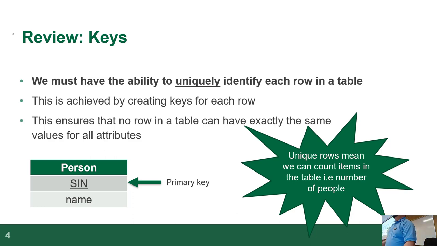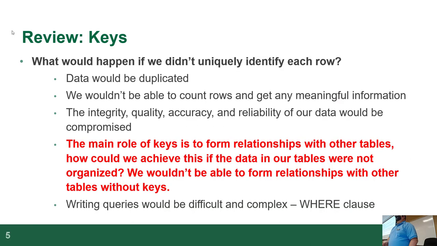I'm pretty sure you guys might have learned about primary keys last term. If not, we're going to get into a bit more detail. So what happens if you don't have a unique identifier? There's a chance that data will be duplicated.